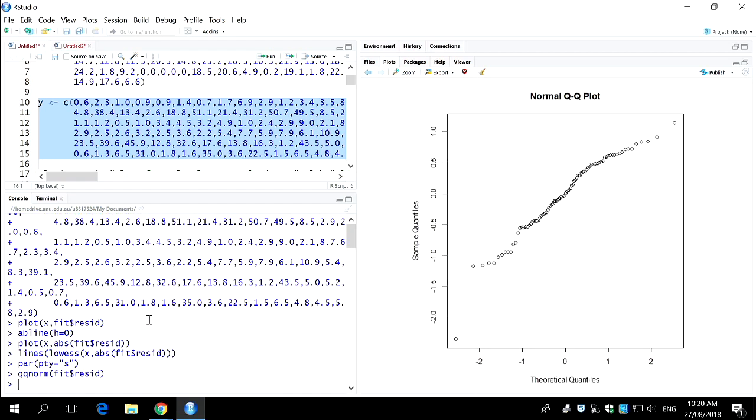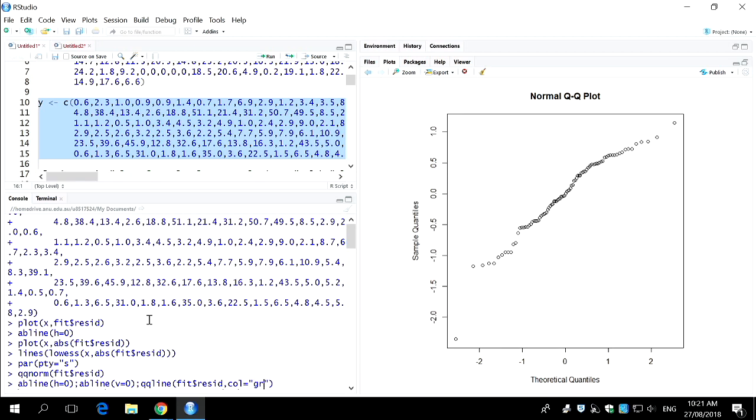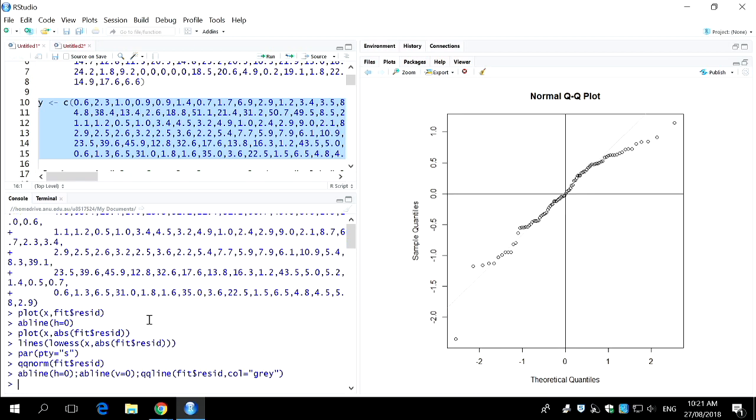And then typically what I like to do is put a horizontal line at 0, a vertical line at 0. By the way, the reason they're both at 0 is because these are errors, and so errors should have middle 0, okay? And then a QQ line. And if you want to de-emphasise these lines, you can make them grey. Okay? And you can see here, there's my QQ line.